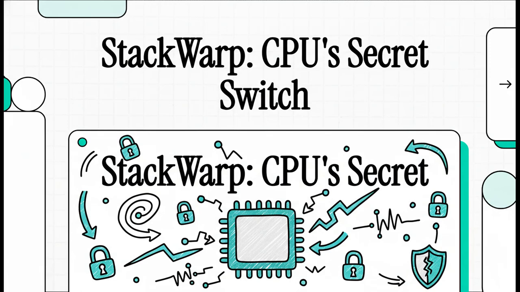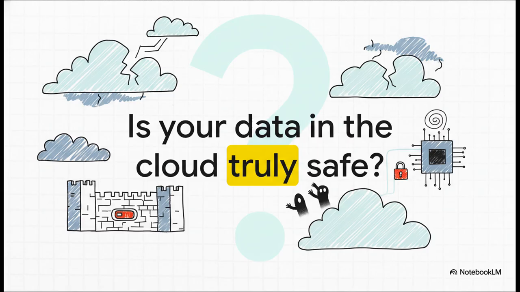Today, we're diving into something called StackWarp. It's a brand new vulnerability, but it's not in your apps or your operating system. Nope, this one is hiding deep, deep inside the chip itself, targeting the very hardware that's supposed to be protecting our data. You know, we all put so much trust in the cloud, right? We just assume the hardware is this impenetrable fortress.